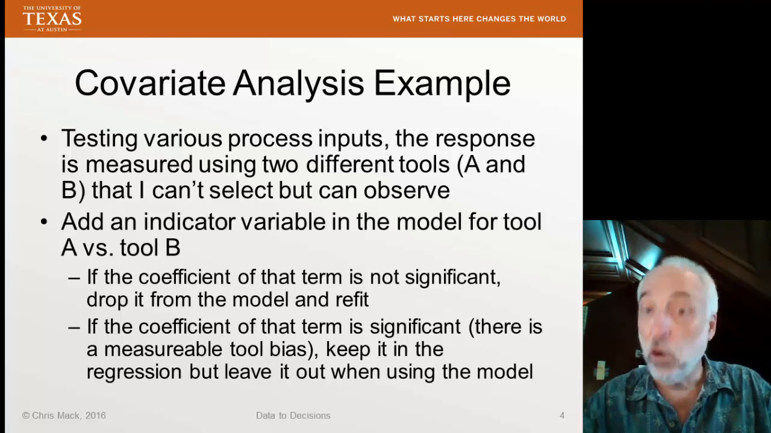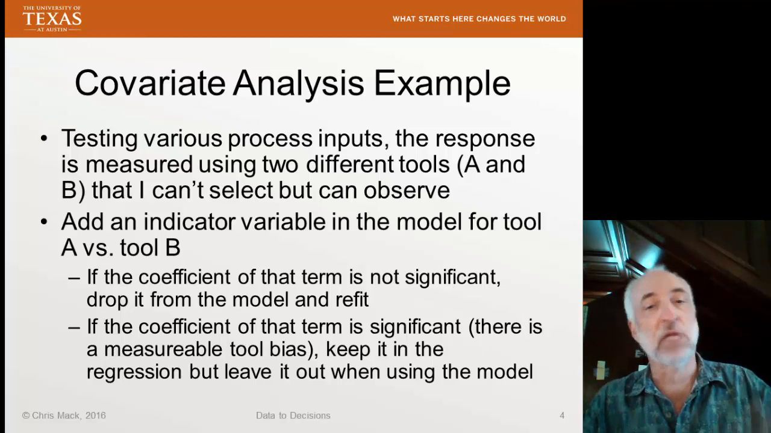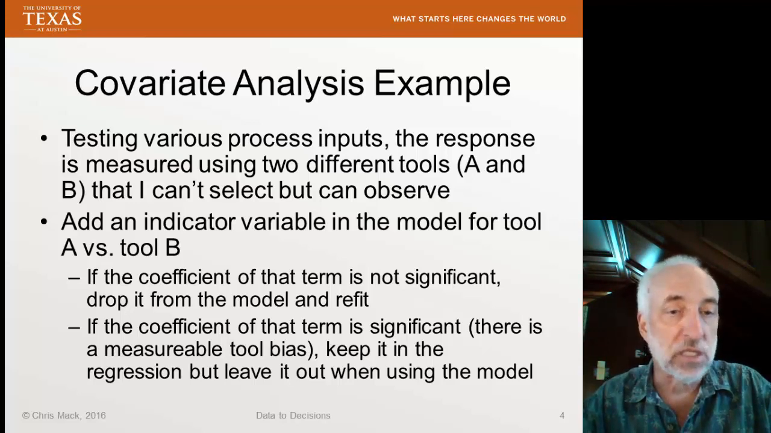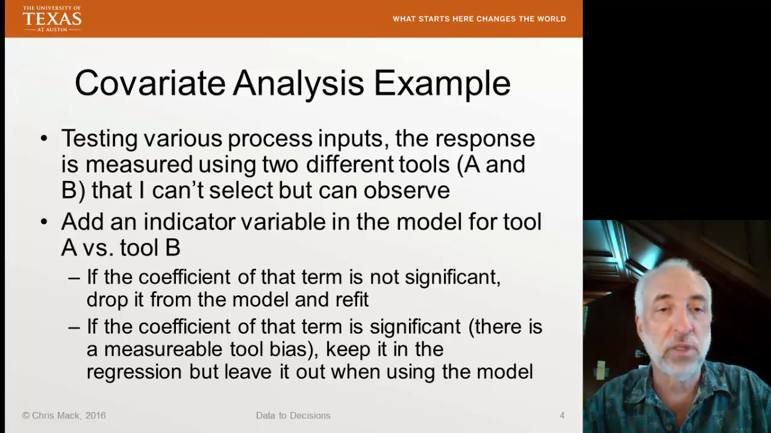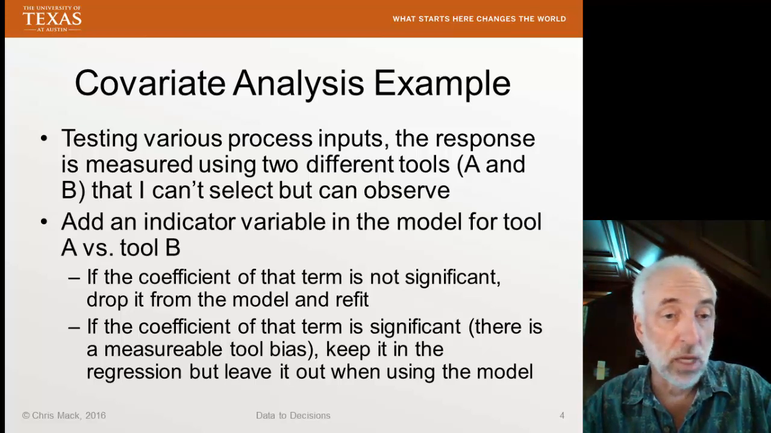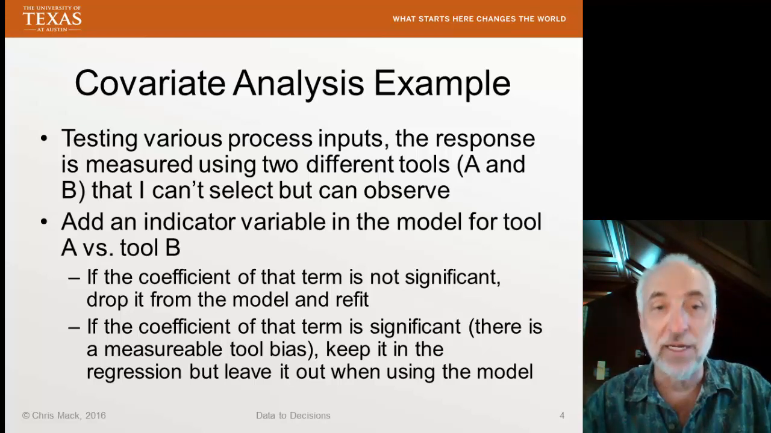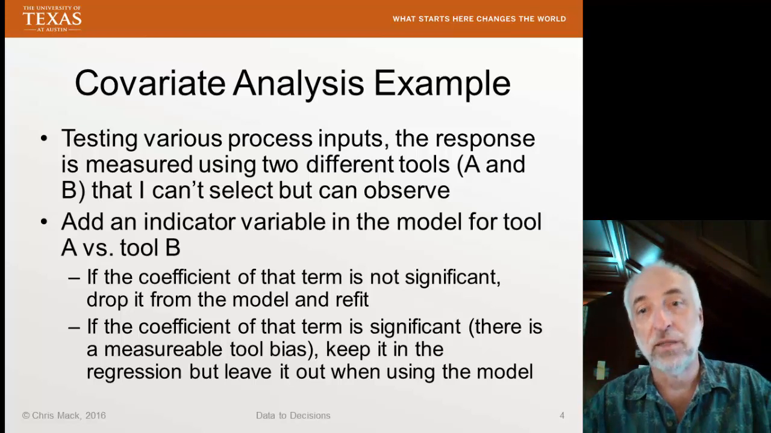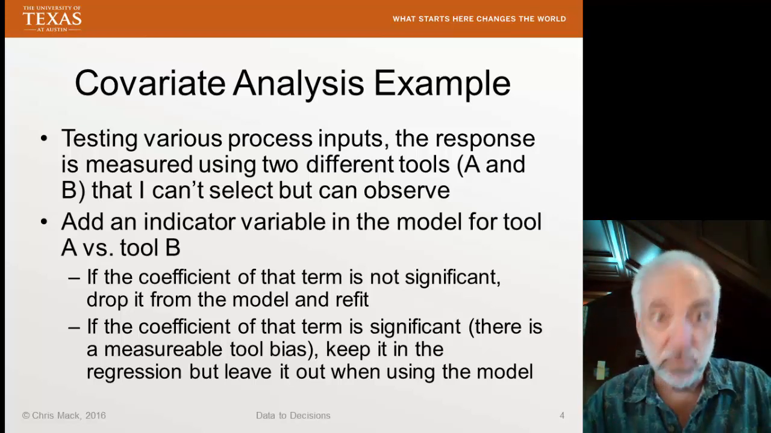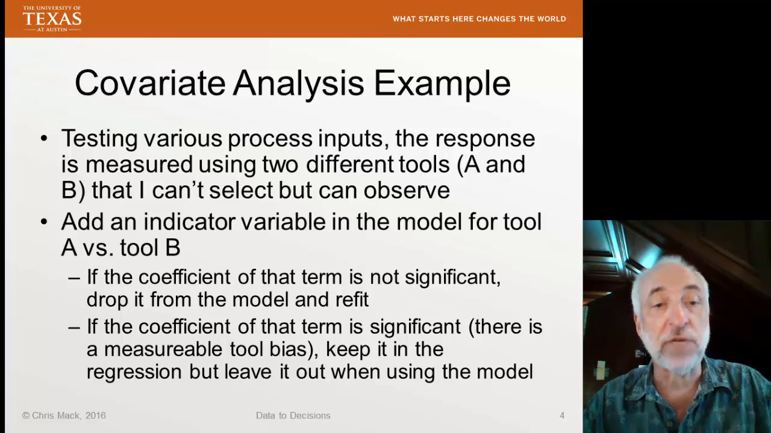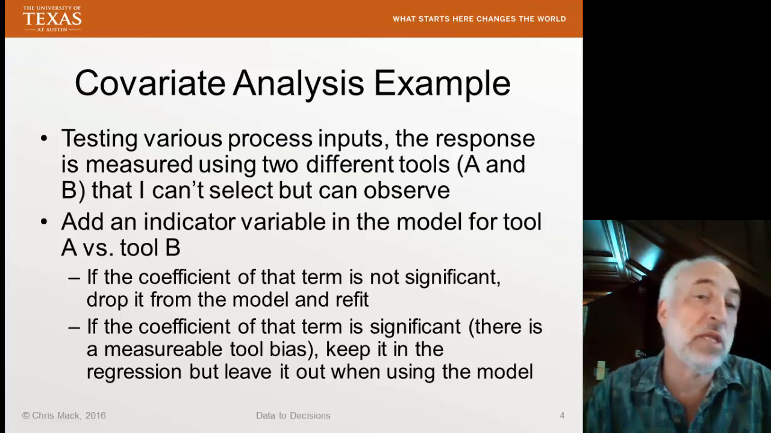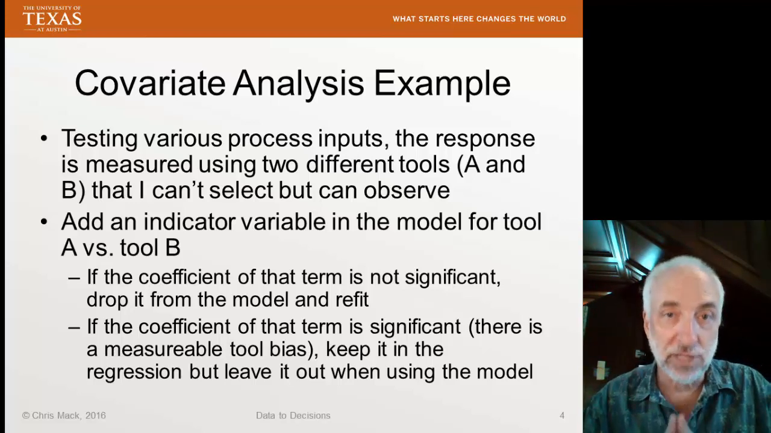If I put it in the model and that coefficient of the term is not significant, then I realize that the difference is not important and I can drop that term from the model and ignore it. But if that coefficient is significant in whatever way you want to define it, sometimes it might be even marginal, even a little bit significant might be good enough for keeping it for these purposes. If that coefficient is significant so that you can actually measure the tool bias, then you keep it in the regression. But here's the key.